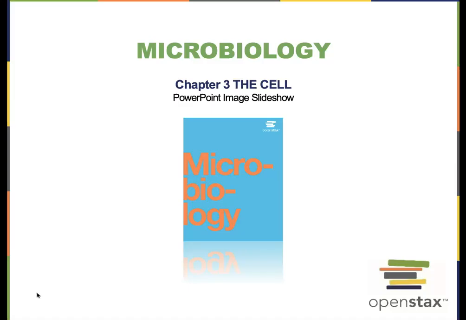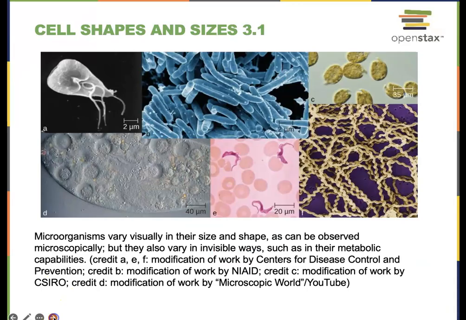And here's chapter 3 of microbiology. So this is a big one, 3 parts. Let's begin looking at the cell. So cells come in all shapes and sizes. There are many different kinds of cells.